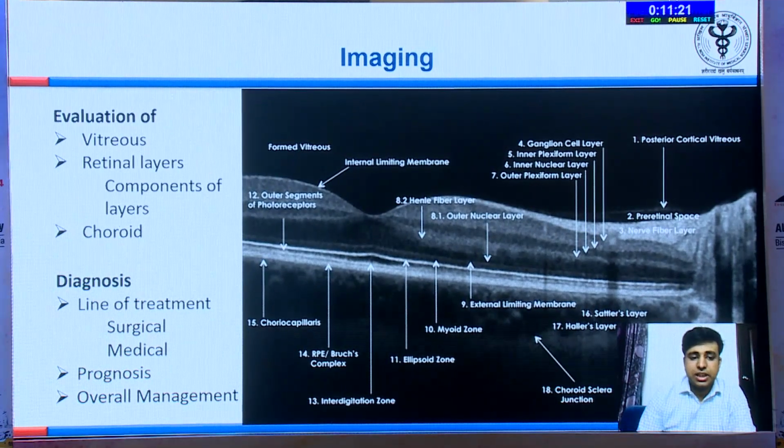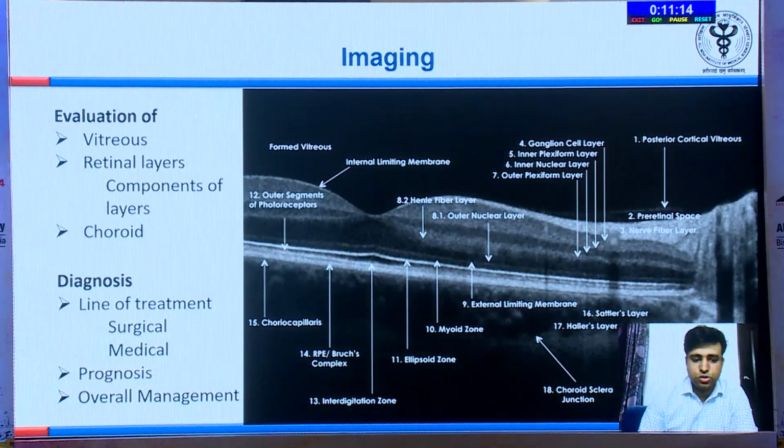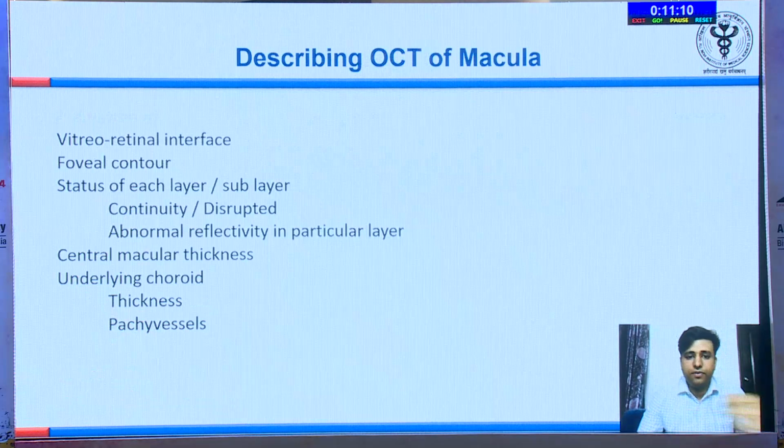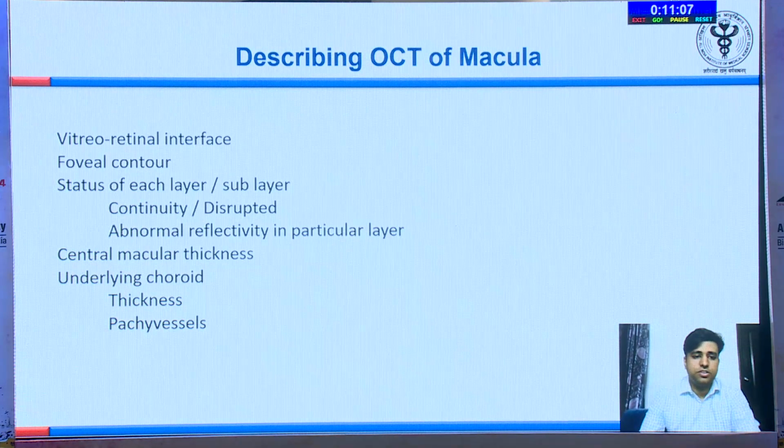It can help us in determining a line of treatment, whether it is surgical or medical. It helps us in understanding as well as explaining the prognosis to the patient and hence makes an overall difference in the overall management. While describing the OCT of macula, we should start by commenting on the vitreoretinal interface, followed by foveal contour. Status of each layer or sublayer should be looked at, whether it is continuous or disrupted, or is there any abnormal reflectivity in any particular layer. Central macular thickness should be looked at, and finally underlying choroid should be looked for thickness and presence of pachyvessels.